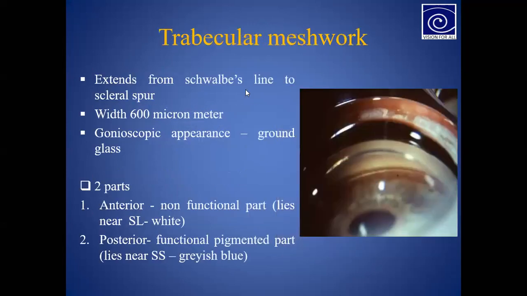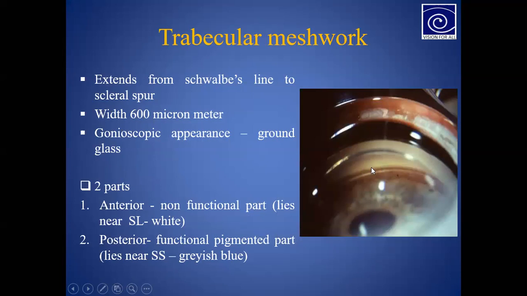Then we'll discuss the trabecular meshwork. How will the trabecular meshwork look? So this is the trabecular meshwork, right? From this structure you will be able to see it. This whitish part is your scleral spur, and just after the scleral spur you will see a faint grayish structure coming from it. So this is your anterior trabecular meshwork. Just after this pigmented layer, there is a very slight discoloration of the pigmentation, right?